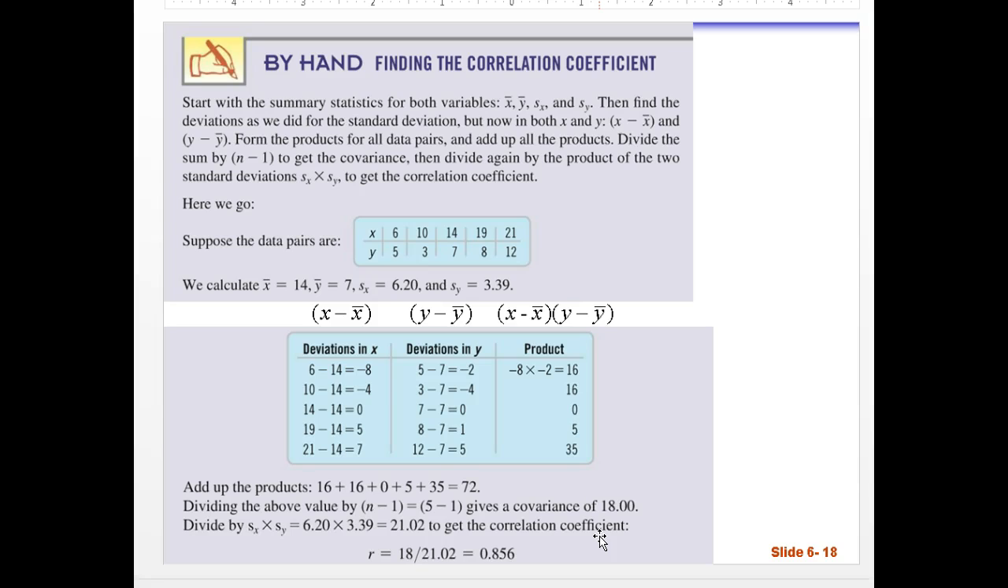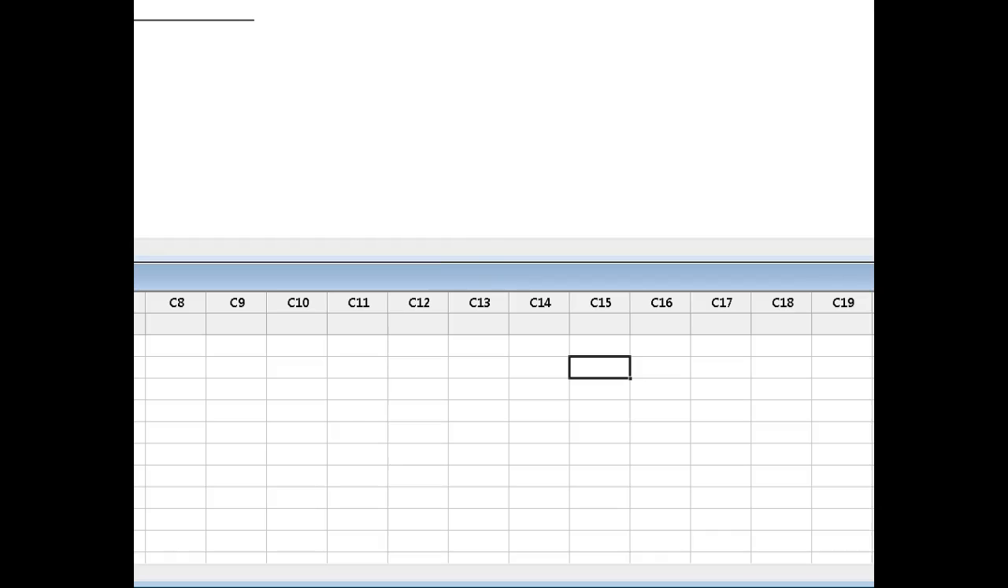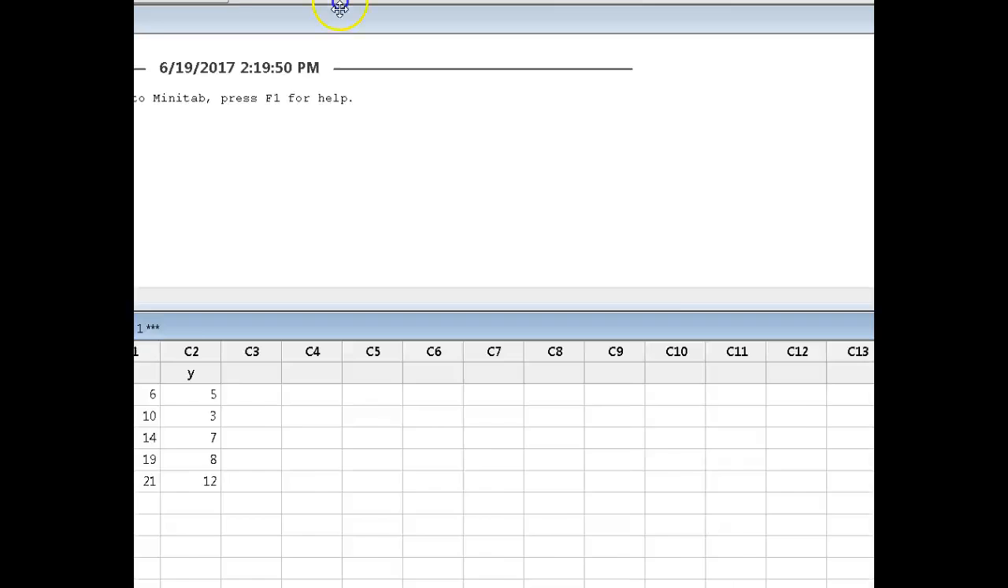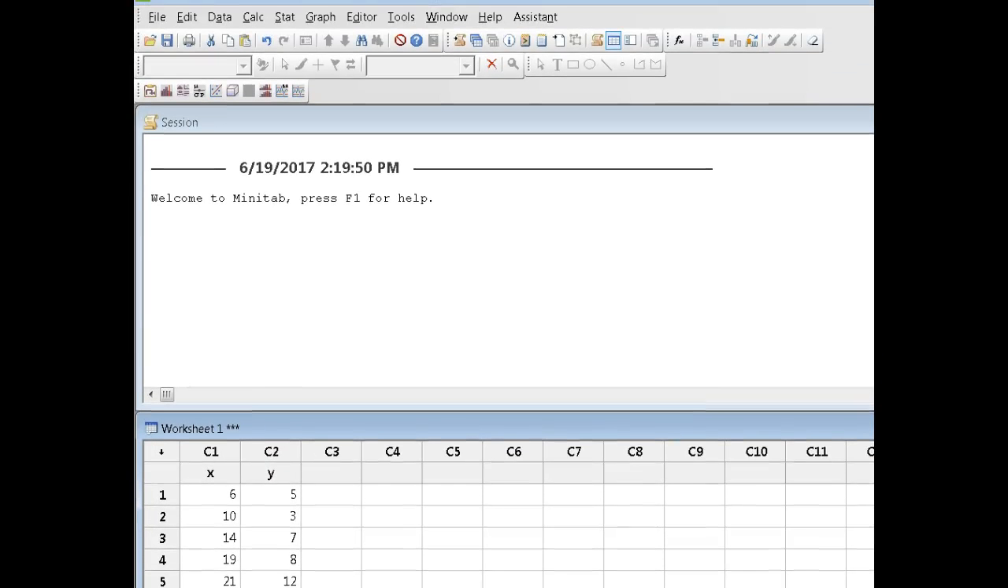Alright, so if you worked it out by hand, we see what the calculations look like, and you know, there's 5 data points here, and this is a little bit of work, so you can just imagine what this would be like if you had 50 or 100 data points to work with. So let's go to Minitab and see how we would do it in Minitab. Okay, I've got the data here in columns C1 and C2, and make sure that each one of these is a data pair, so 6 and 5 and 10 and 13, etc.